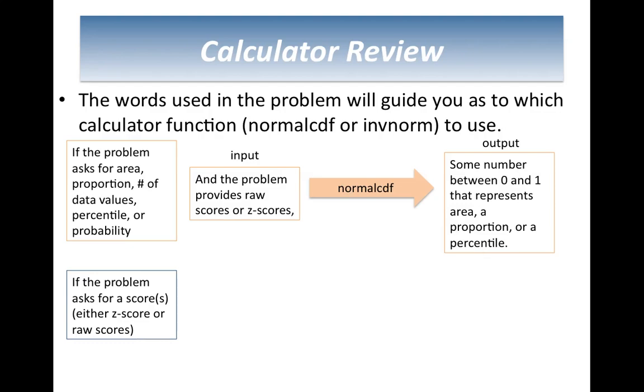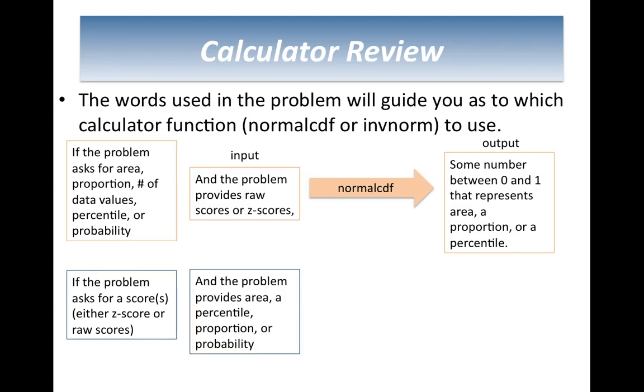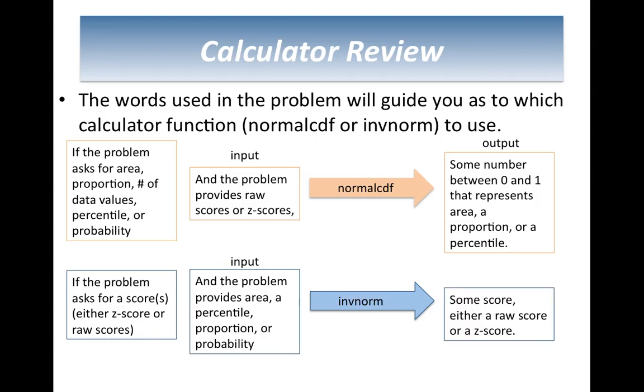The other type of problem, if the problem asks us for a score, either a z-score or a raw score, so it's asking us for some quantity from the horizontal axis. If the problem asks us for a score but provides area or a percentile or a proportion or probability, then we use inverse norm. And we get out of the calculator the raw score or the z-score, depending on what we entered for the mean and the standard deviation.